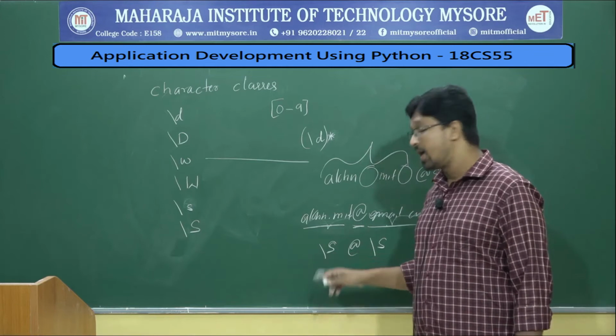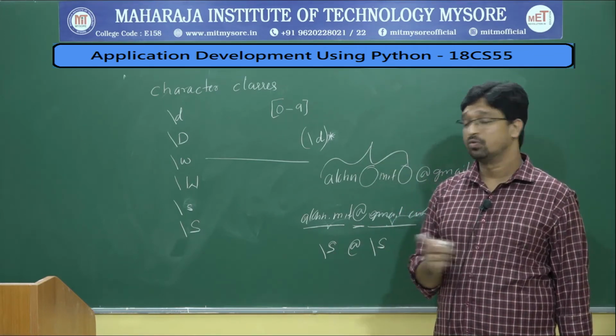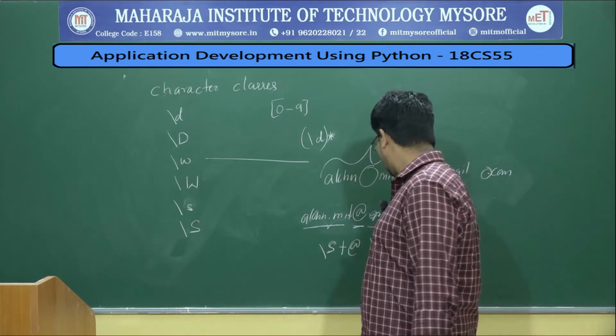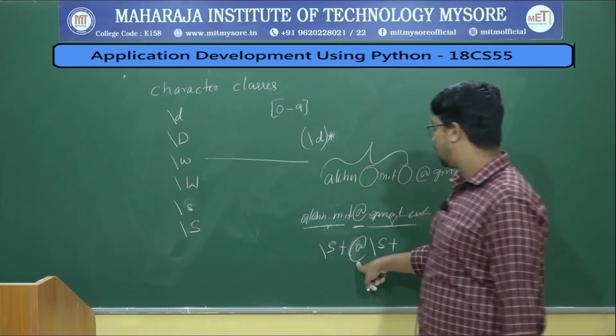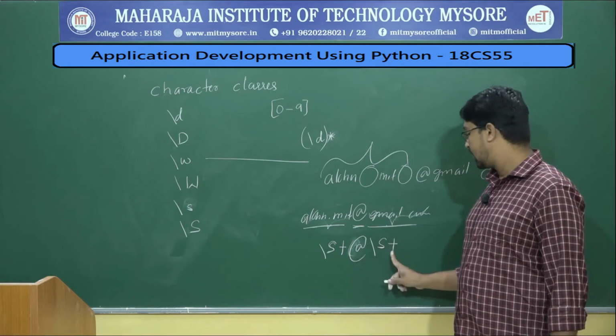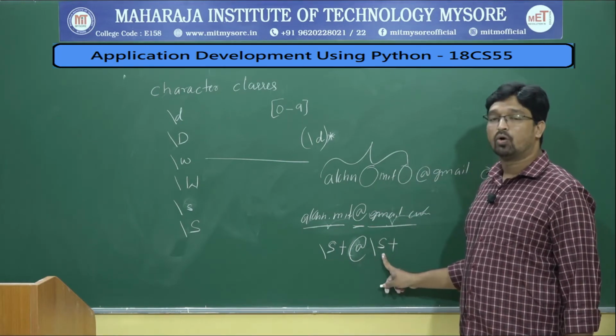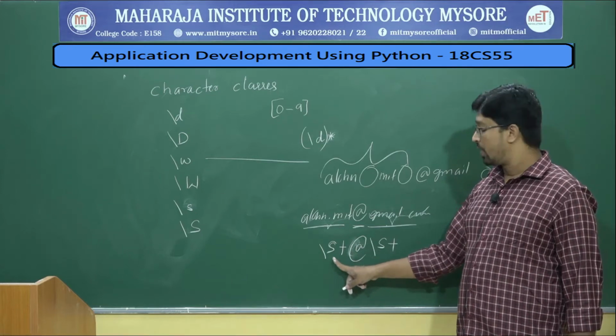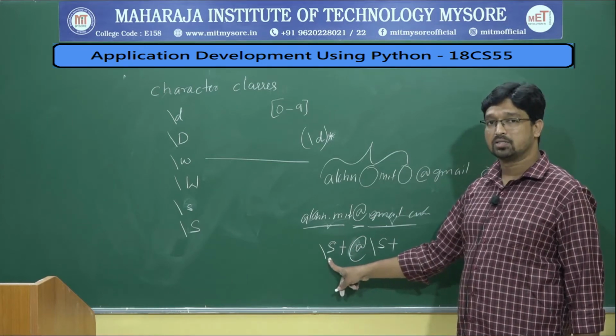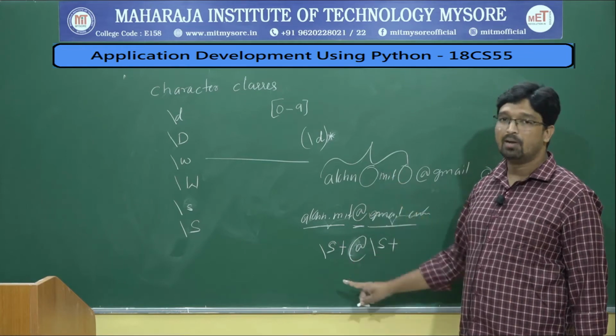But as I said, it will match only one character at a time. So for that, you can write the plus symbol: one or more characters, at least one character should be there. In between, you have the at symbol. On the right side, you have one or more non-white space characters. On the left hand side also, you have one or more non-white space characters. So this is how you match email IDs.